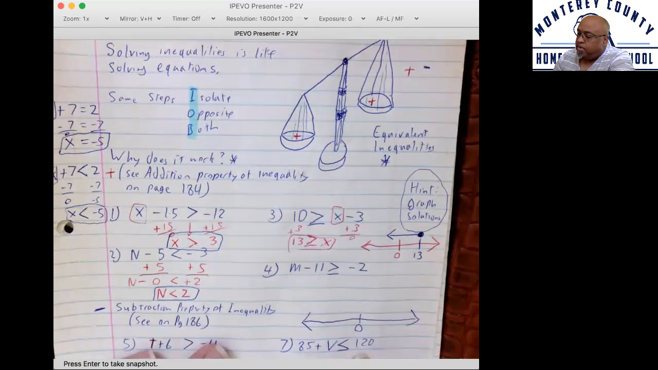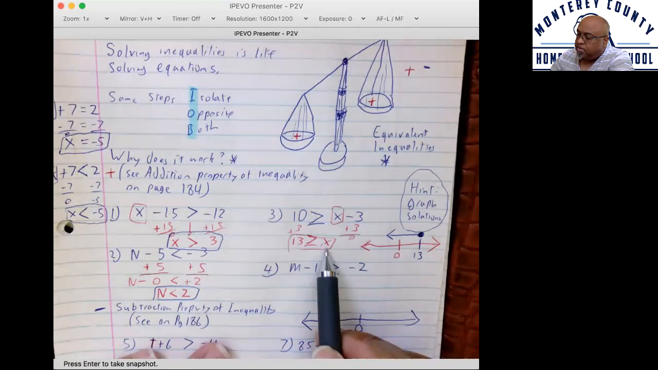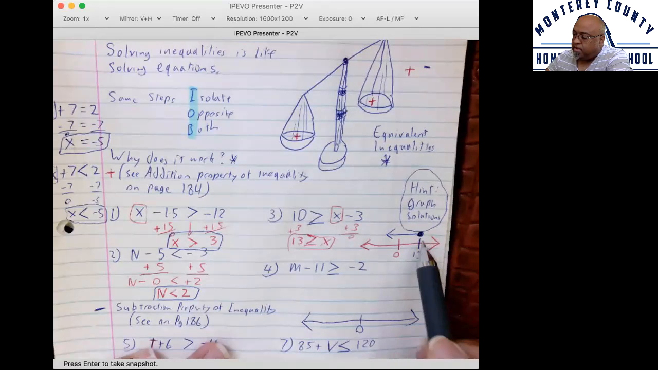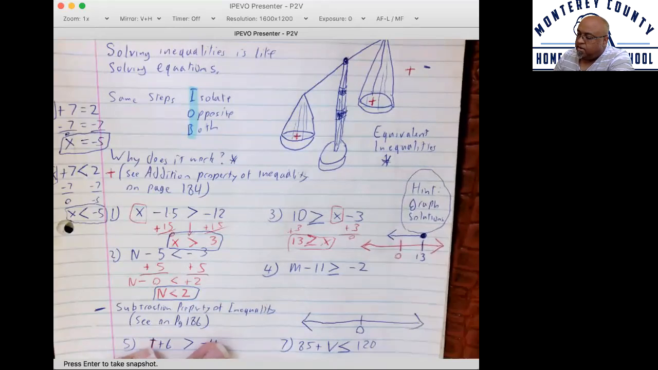So if I were to read this backwards, then I would say x is less than, I'm reading it backwards, I want to remind you, or equal to 13. So if x is less than 13, then less than would be going to the left. Okay?